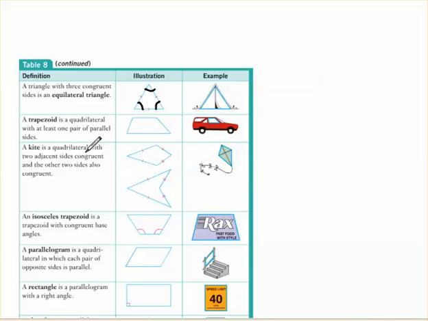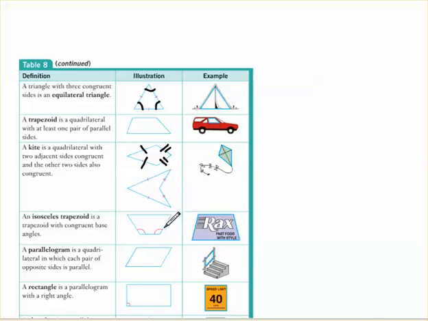Then we have a kite, and here are some examples of a kite. This is a quadrilateral, meaning four sides, with two adjacent sides congruent and the other two sides also congruent. So you'll notice that here in this kite we have these two sides are the same measure and these two sides are the same measure. And here's another example of another kite.